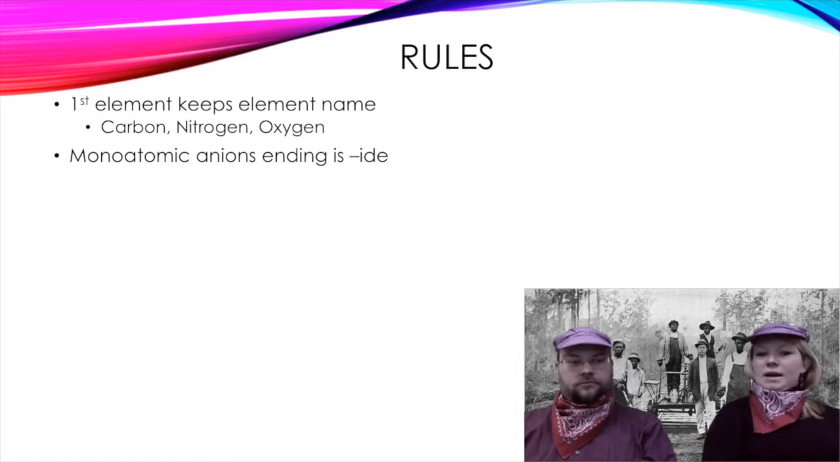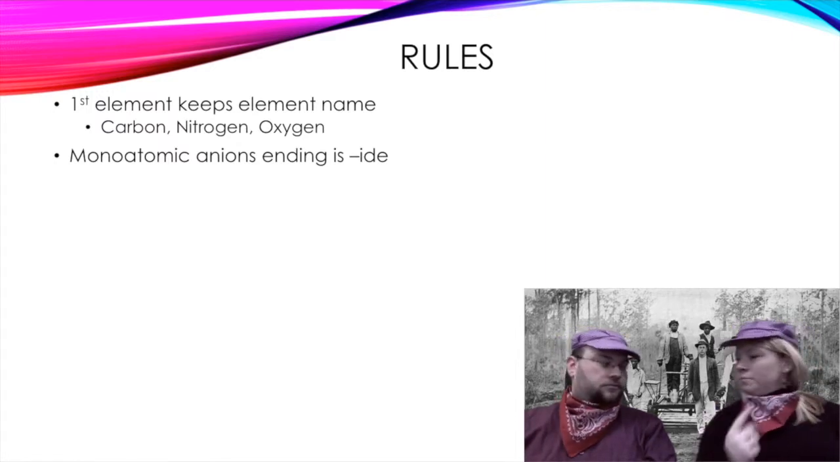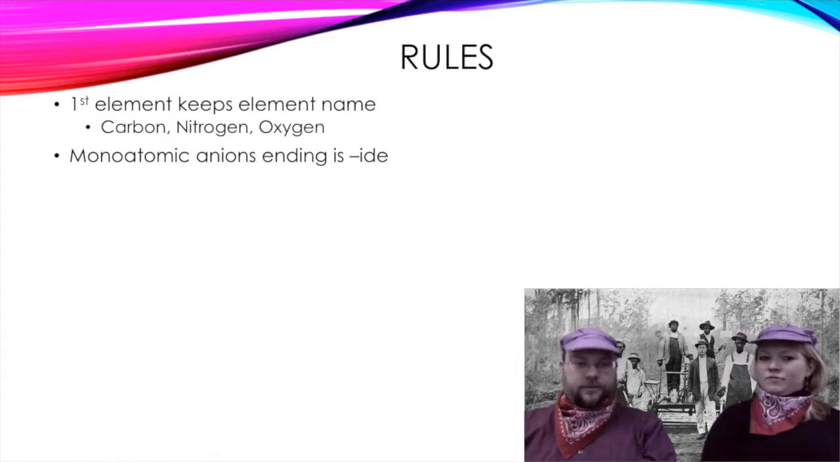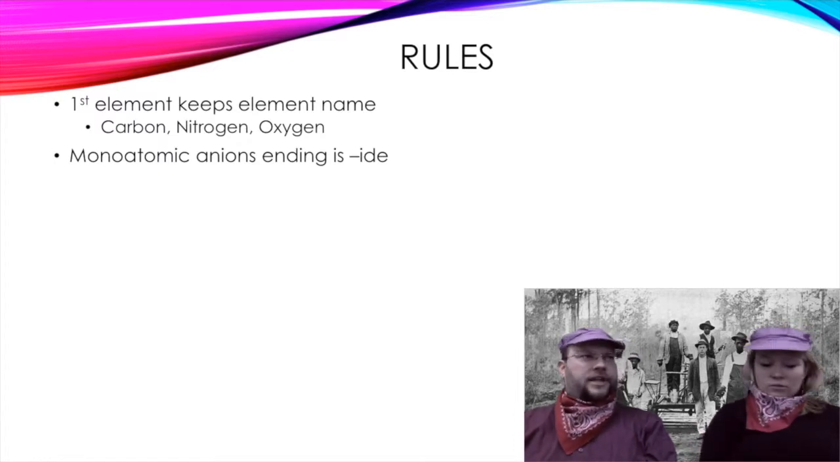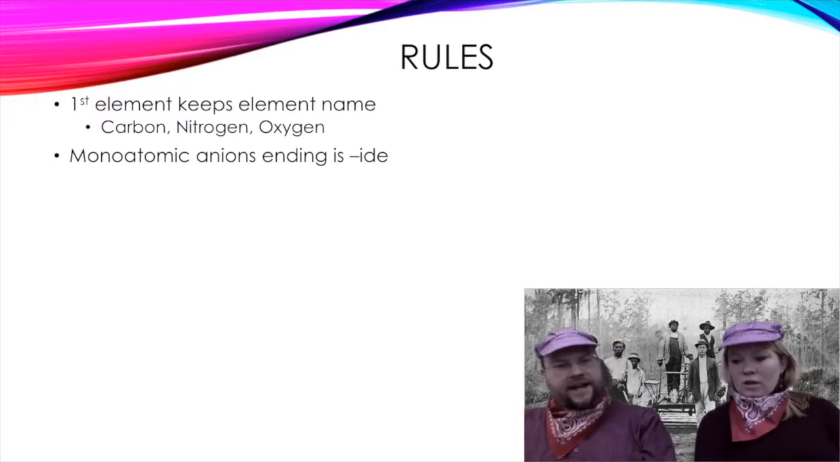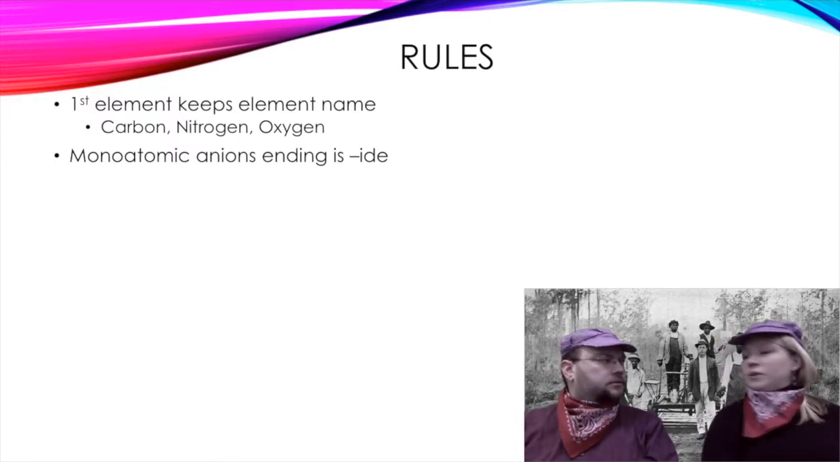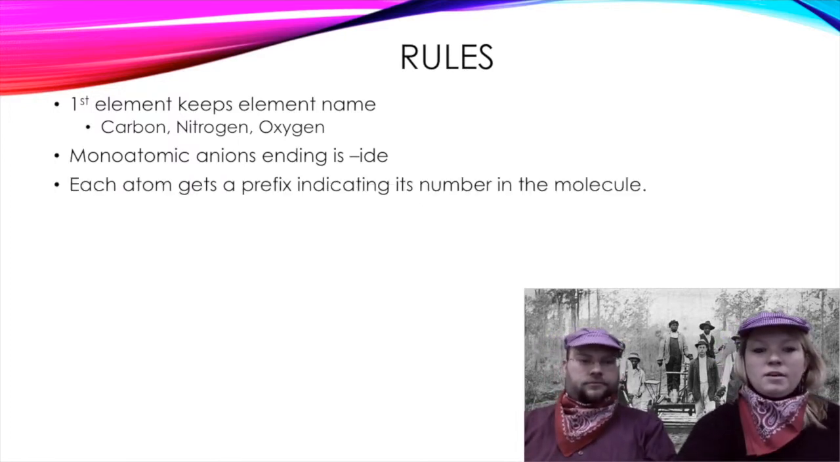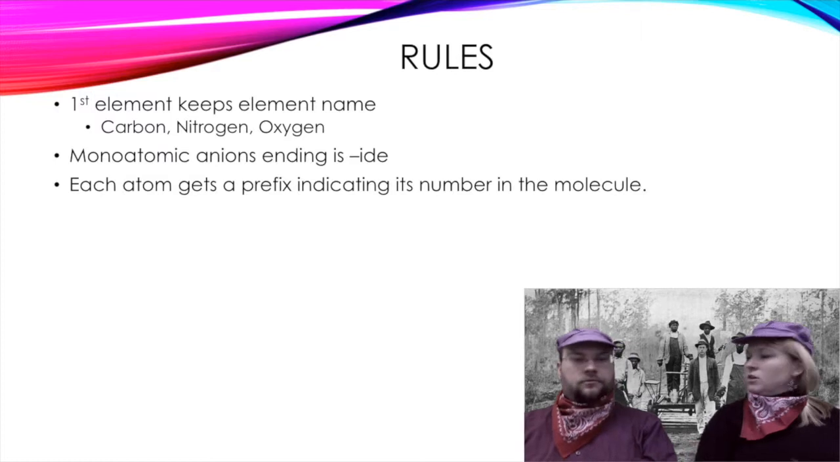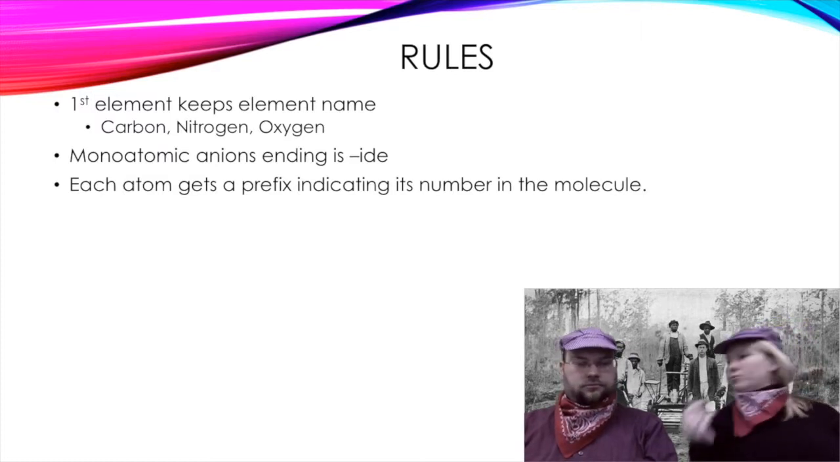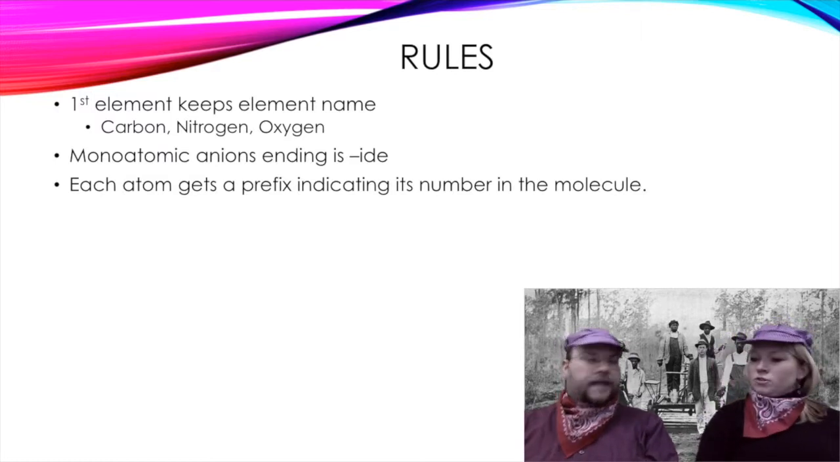If it is a monatomic anion, meaning one atom at the end, the negative one, it's going to end in -ide. So that's very similar as well. Like in ionic you had sodium chloride, and it's still going to be chloride this time. Now, the only part that's different is each atom gets a prefix depending on how many atoms it has. So say I have 3, I would put tri in front of it.